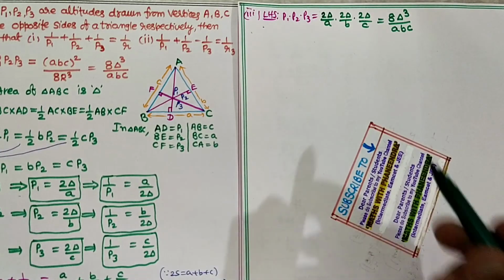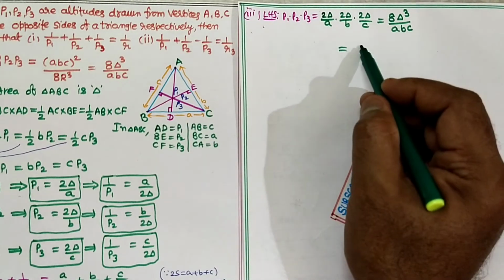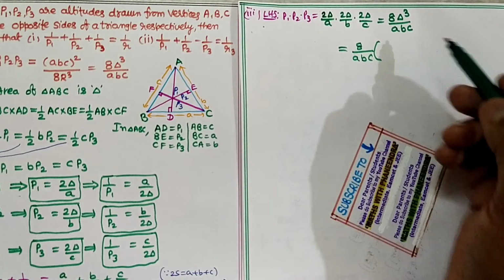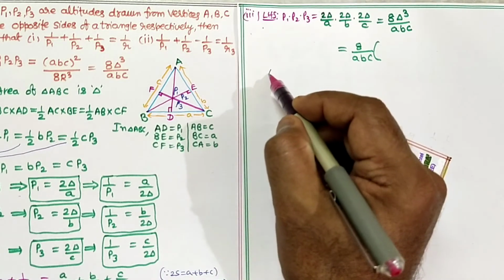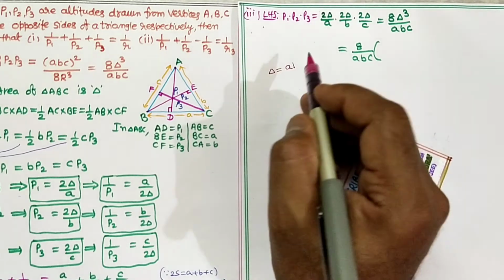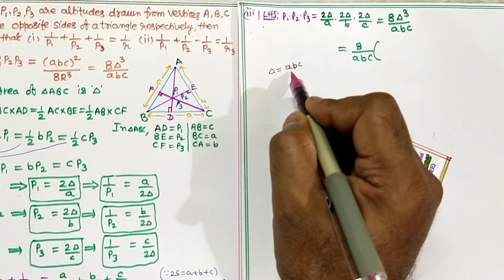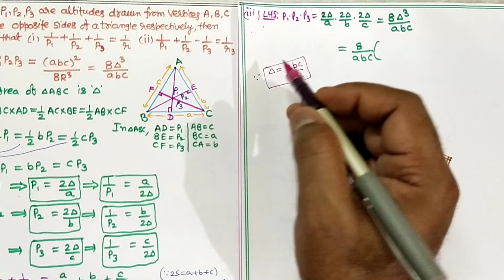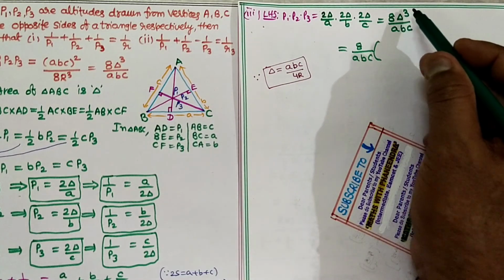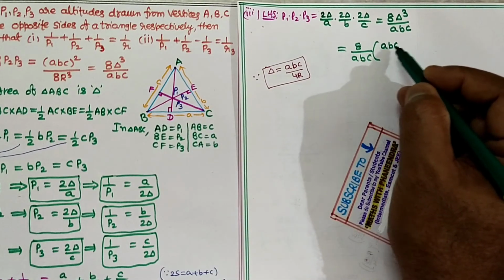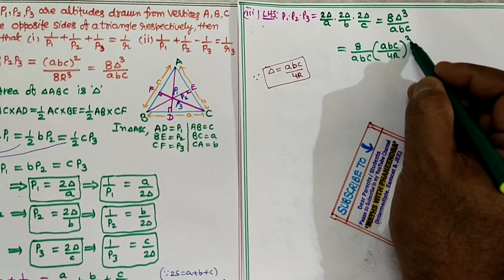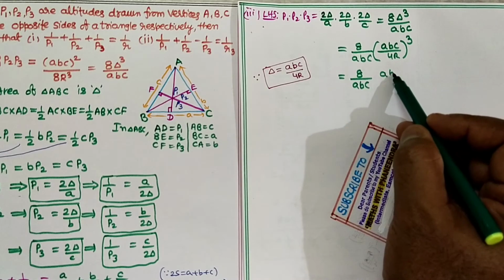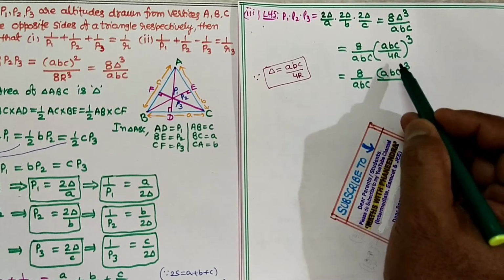That also will come. From this step only, 8 by ABC you can take outside and keep bracket delta cube. What is the formula for delta? In the previous sessions we discussed that delta is equal to ABC by 4R. This formula we have. So in place of delta cube you have to replace with this value, (ABC by 4R) whole cube. So 8 by ABC into (ABC) whole cube divided by (4R) whole cube.